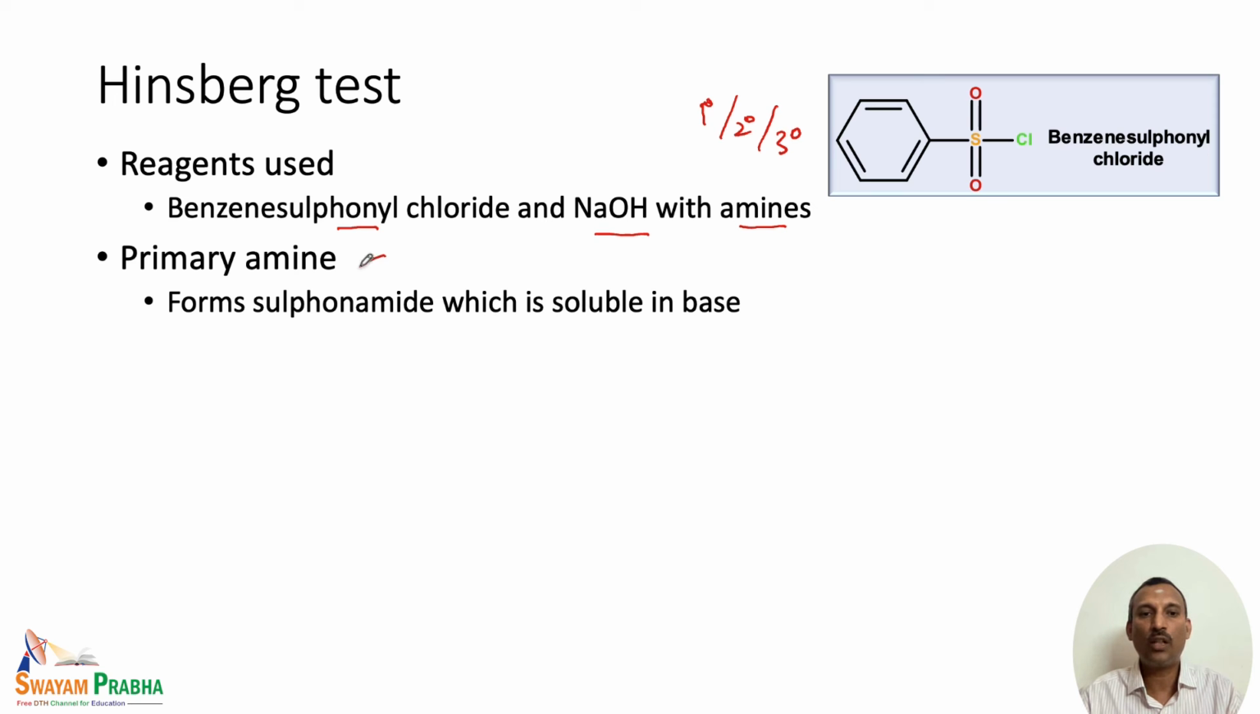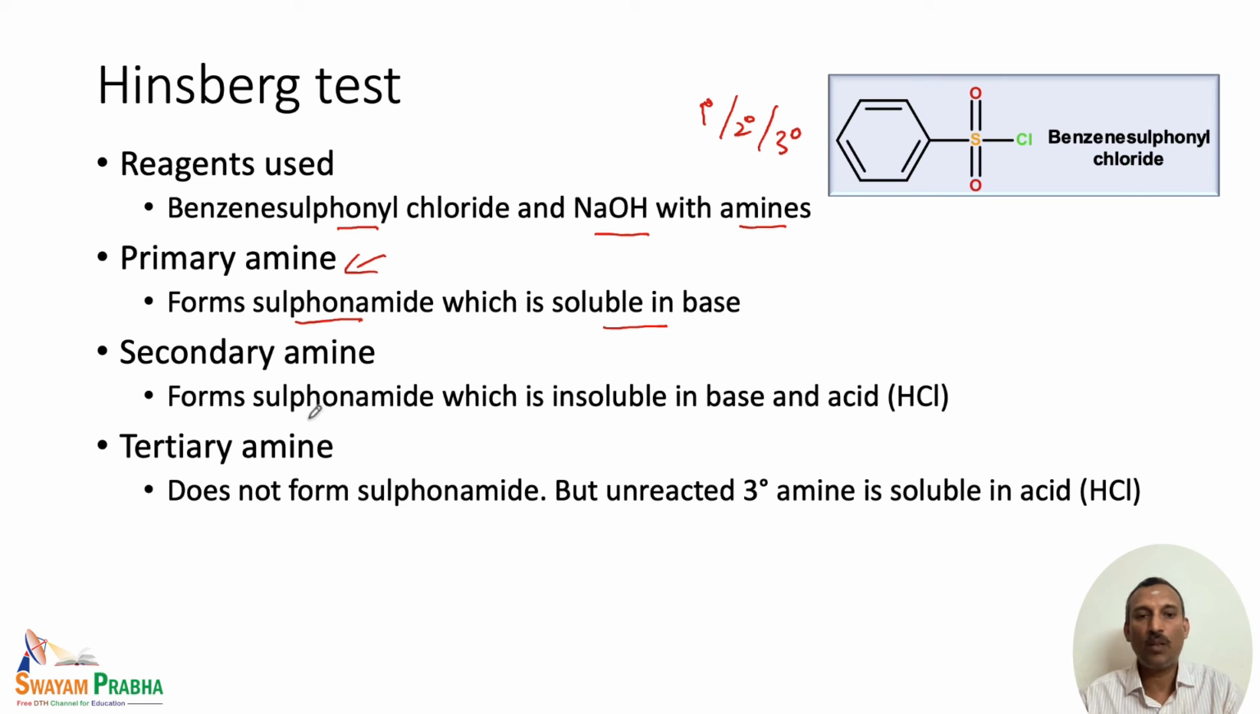If you look at the primary amine, it basically forms sulfonamide derivatives which are soluble in base. So, this is the first one, and in the case of secondary amine, this also forms sulfonamide, but they are insoluble in both base and acid. So, this is how we can differentiate between whether it is a primary amine or a secondary amine.